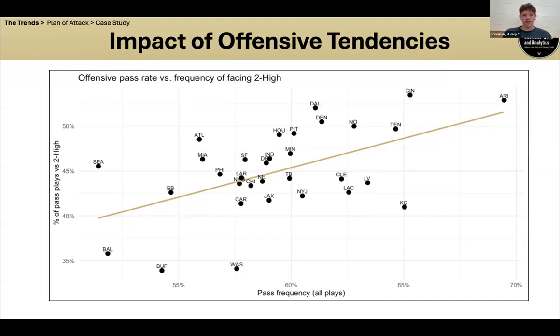And then on the far left, you think about Baltimore, and you've got Derrick Henry. When you've got a guy who's a threat at running back, two high may not be run as much. So two high is just not going to be as present.